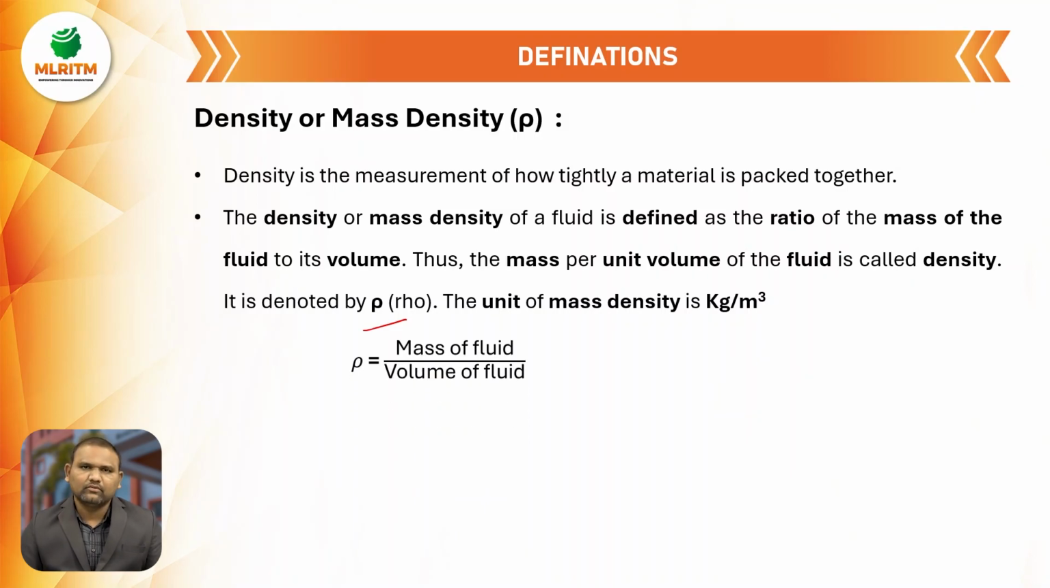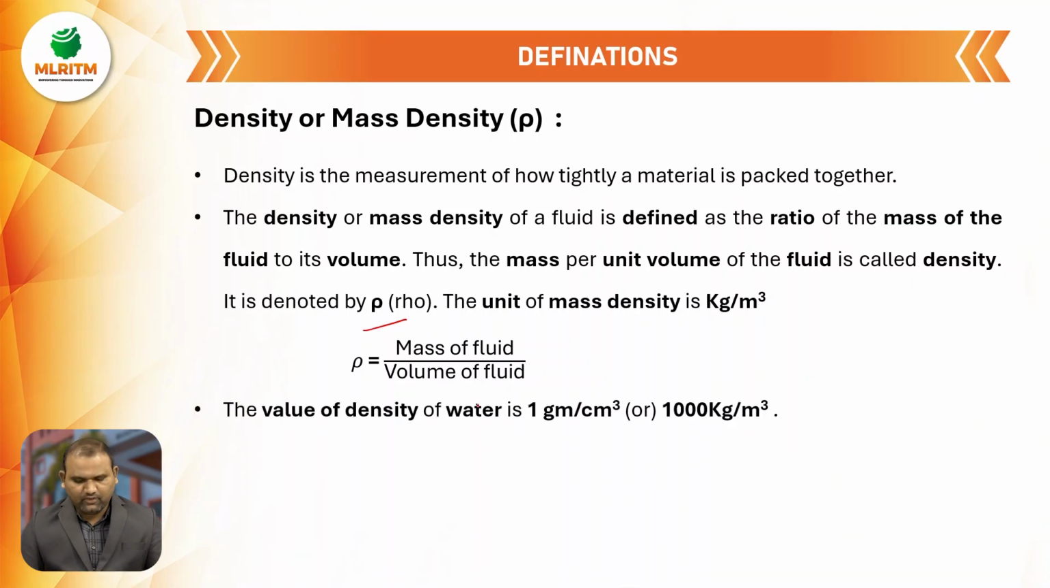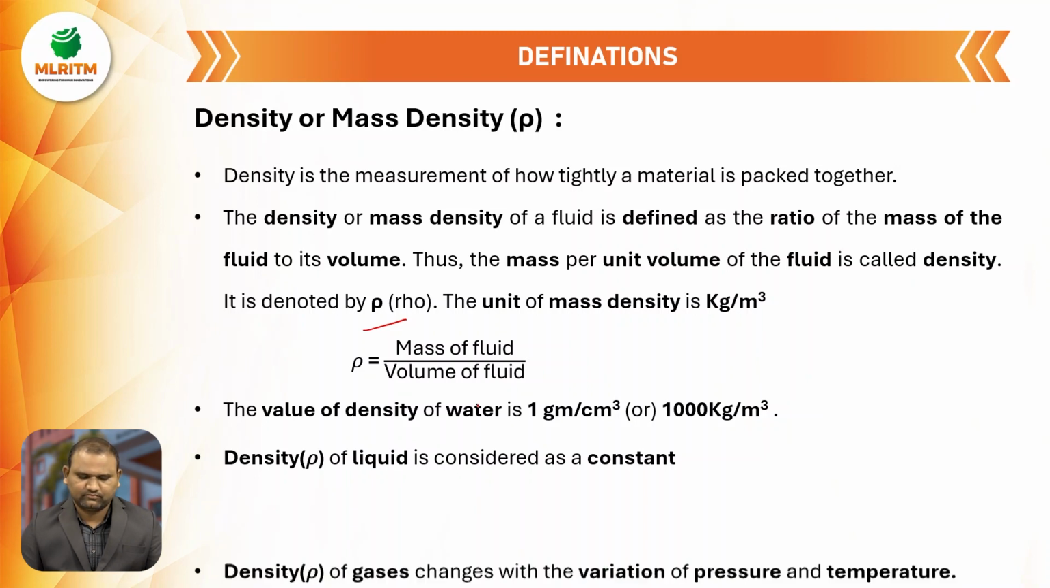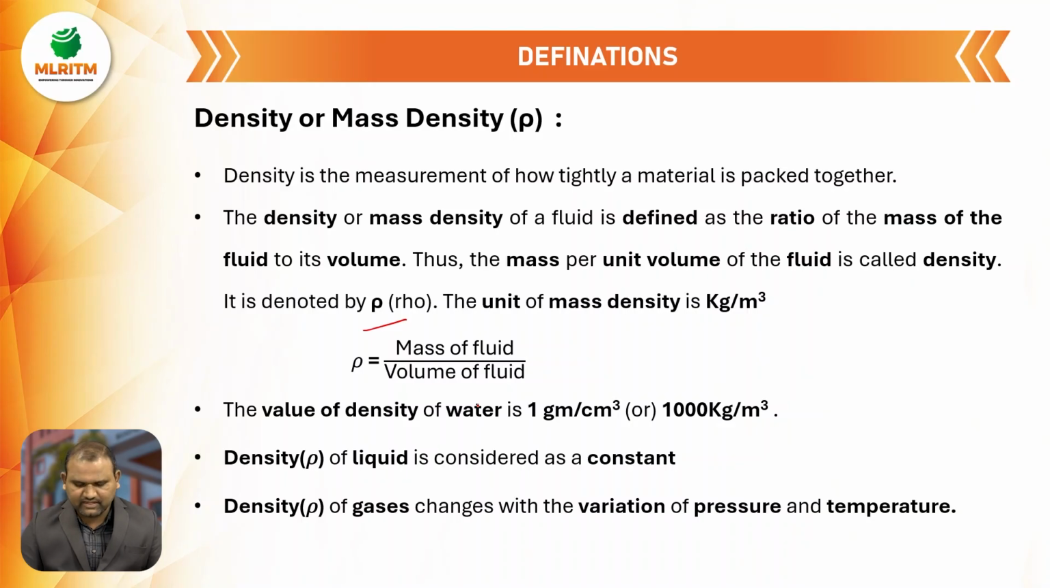Rho equal to mass of fluid by volume of fluid. The value of density of water is 1 gram per centimeter cube or 1000 kg per meter cube. Density of liquid is considered as constant. Density of gases changes with the variation of pressure and temperature.